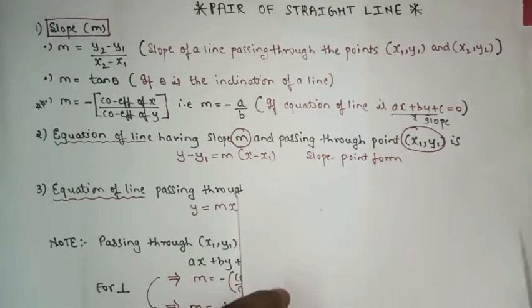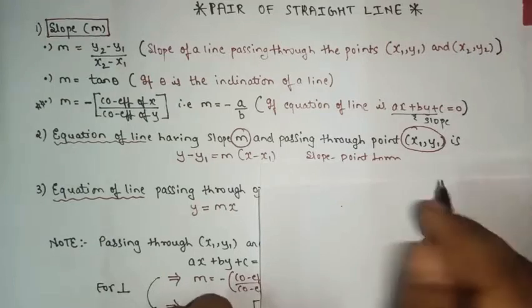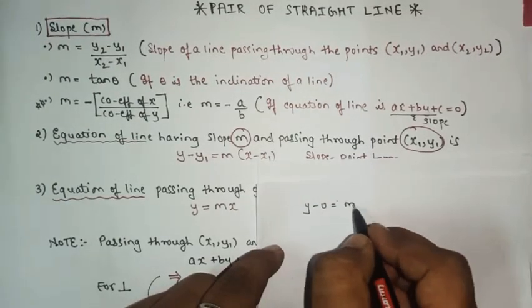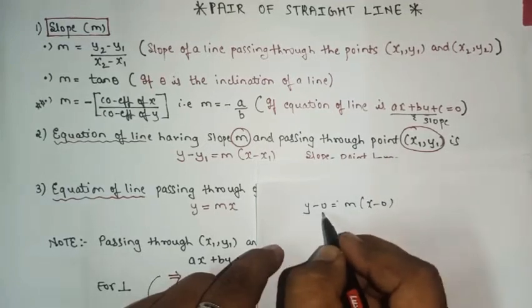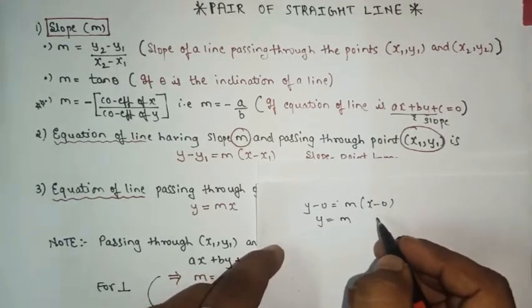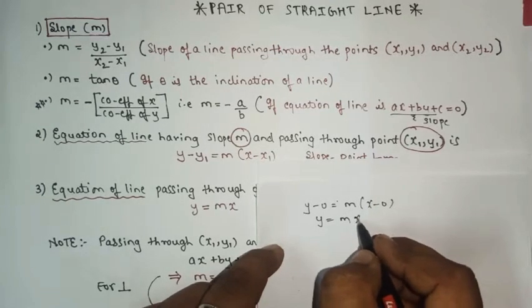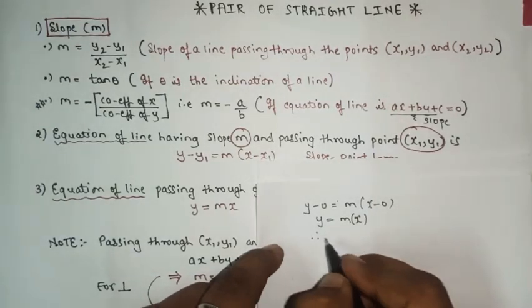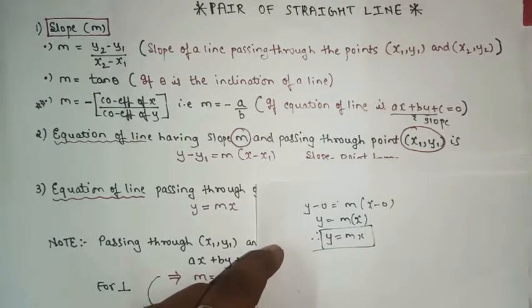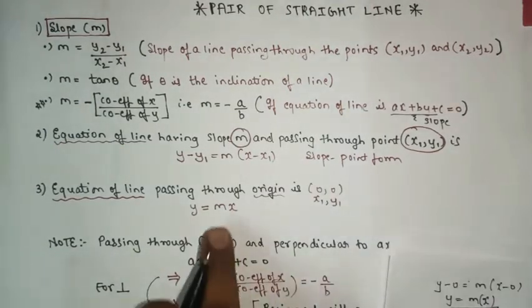So when you replace that value coordinate by 0 comma 0, y minus 0 will be equal to m x minus 0. So y minus 0 we will write as y only, and we will keep this m as it is. X minus 0 will be what? X, yes or no? So therefore we got y equal to mx. So the direct formula we got, yes or no, is y equal to mx.